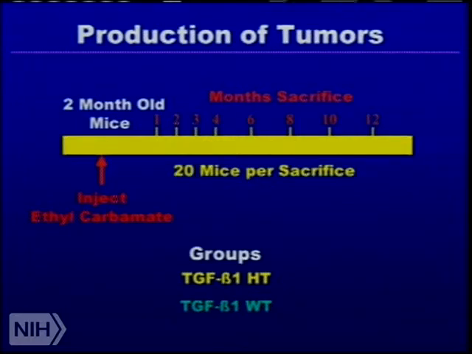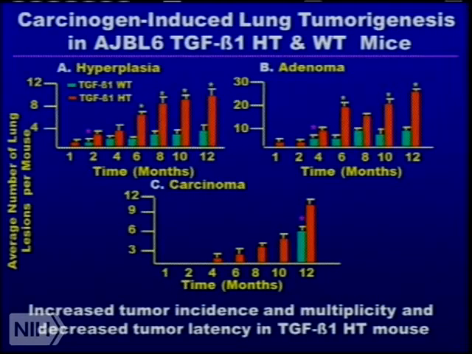So we proceeded as before. We injected the 2-month-old mice with ethyl carbamate and sacrificed mice of the 2 genotypes at monthly intervals for up to a year. And essentially, we looked at hyperplasia, adenoma, and carcinomas that form. And we showed that in all 3 types of tumor stages, there was increased tumor incidence and multiplicity in the TGF-beta1 heterozygous mouse, shown in red, compared to the wild-type litter mates, shown in green.